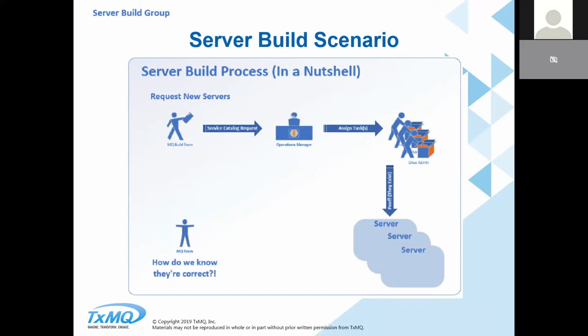You get a new request, you might submit it through ServiceNow or something, like service catalog requests, let's say. It'll go to an operations manager, and you, as an MQ team member, say, hey, I need a new Linux machine. Okay, I need a new Linux VM setup. And then that'll be assigned to a Linux admin. The Linux admin will create that server for you, and then close the ticket saying, I'm done.